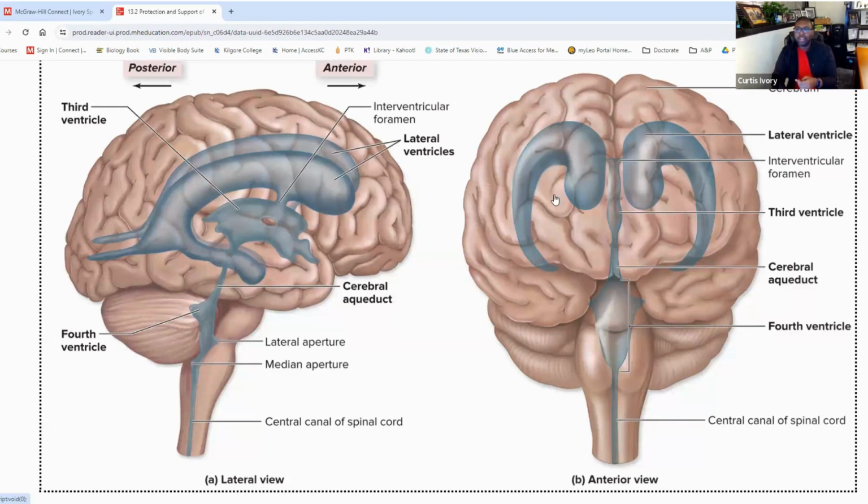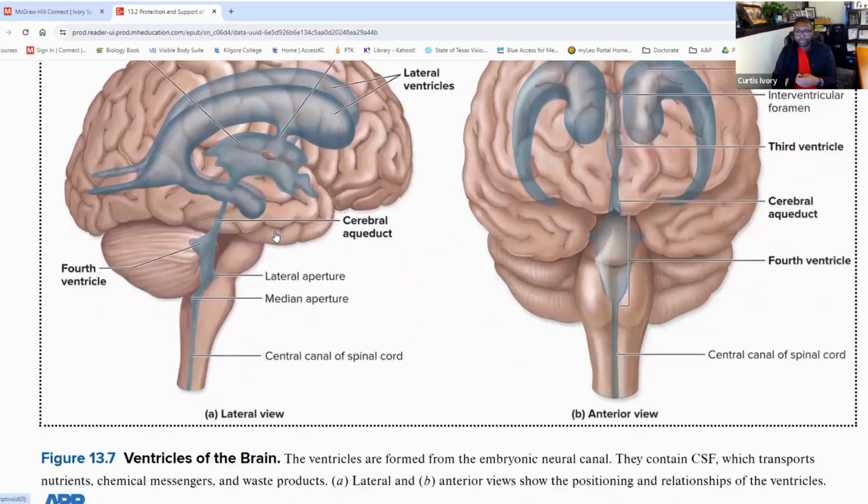So here you can actually see, looking in both the anterior and lateral views, how these ventricles are all connected to each other. So they flow through here to make sure that the brain has its proper nutrients, and that it also gets rid of waste. Also, in here, we have what's called a choroid plexus, which is going to create our spinal fluid.